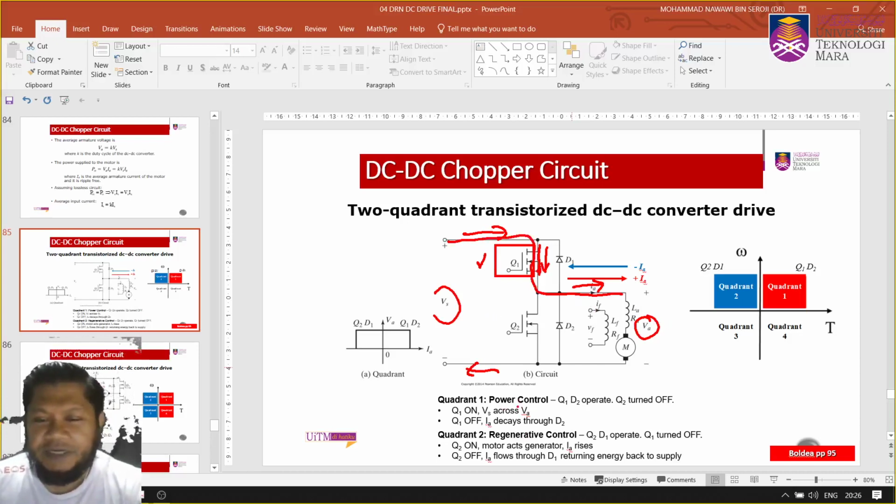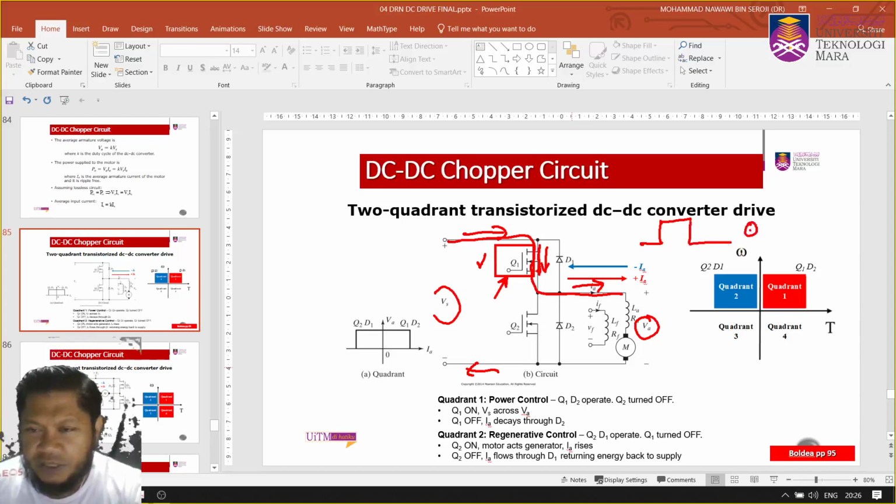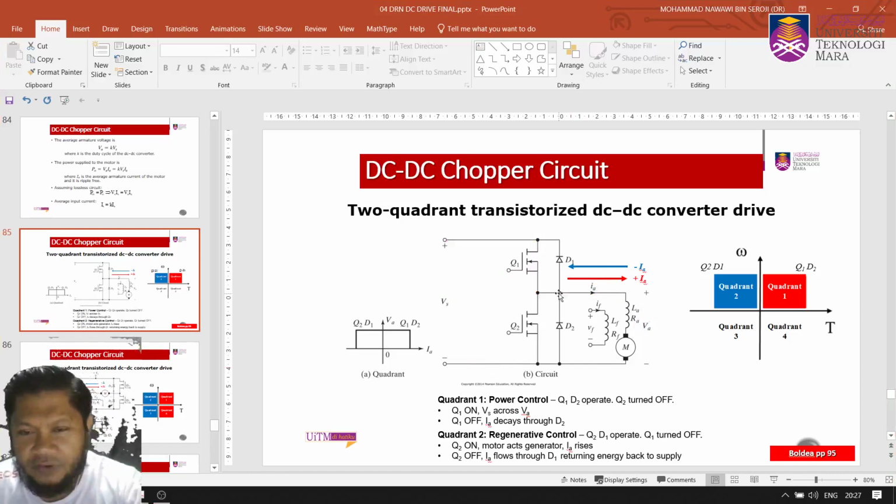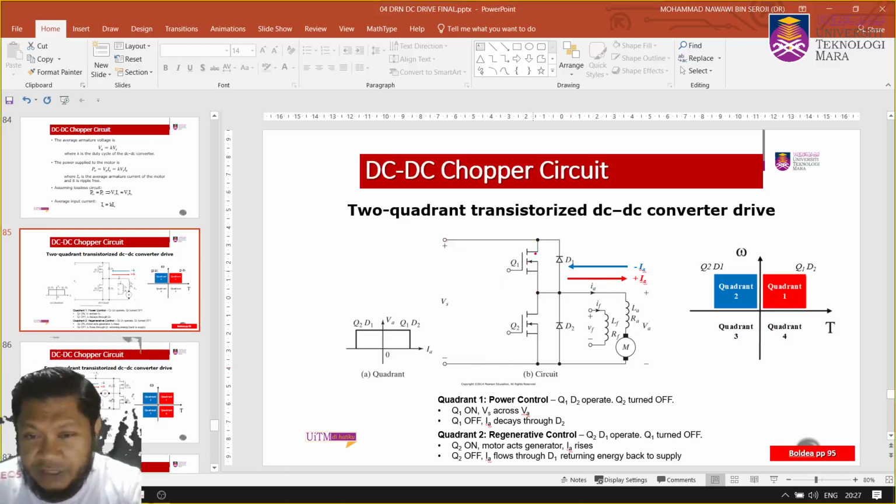Right? And next is when you turn off Q1. So therefore you can instruct your pulse to your Q1. Here we have Q1 on, and here you have Q1 off. So during this time, let's have a look. Q1 is off, isn't it? Q1 appears as an open circuit. This is open circuit. Look at that. So no current flows here.